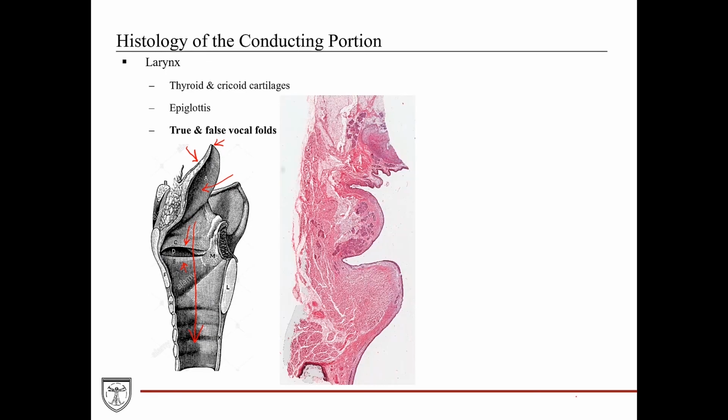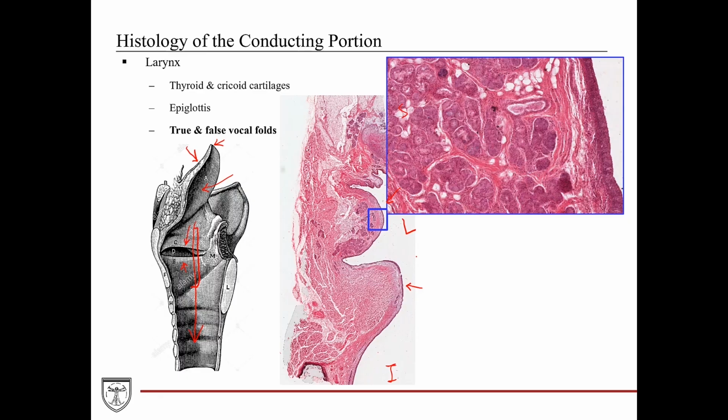Now here's a histological section through the larynx at this plane. So this would be the luminal side, this would be the superior aspect and inferior aspect of the larynx. This protrusion is the false vocal fold, and this is the true vocal fold. Looking at the false vocal folds at a higher magnification, this is the histology we're seeing.